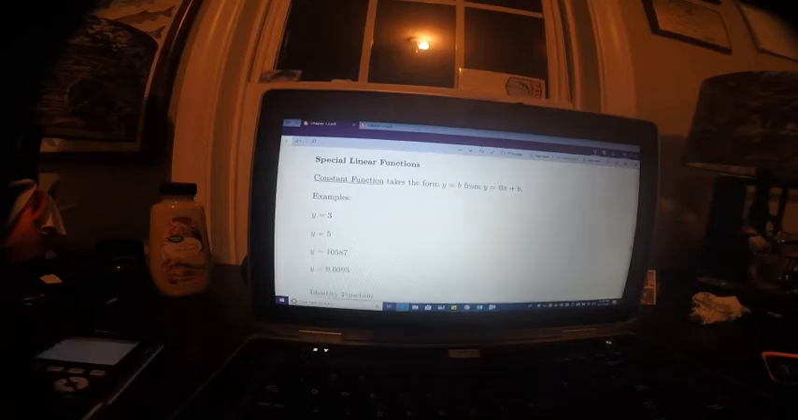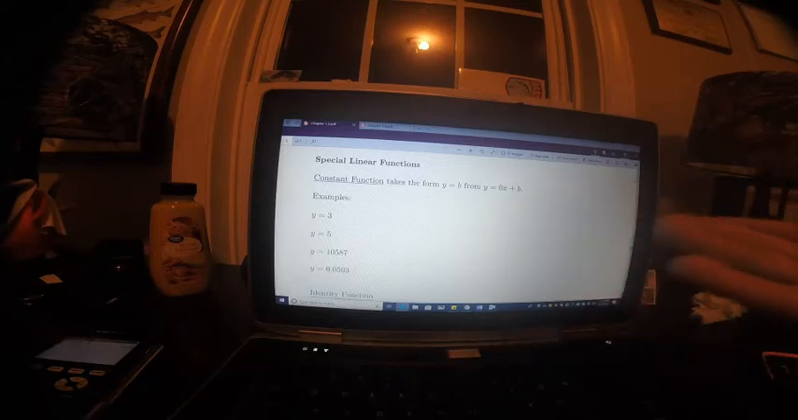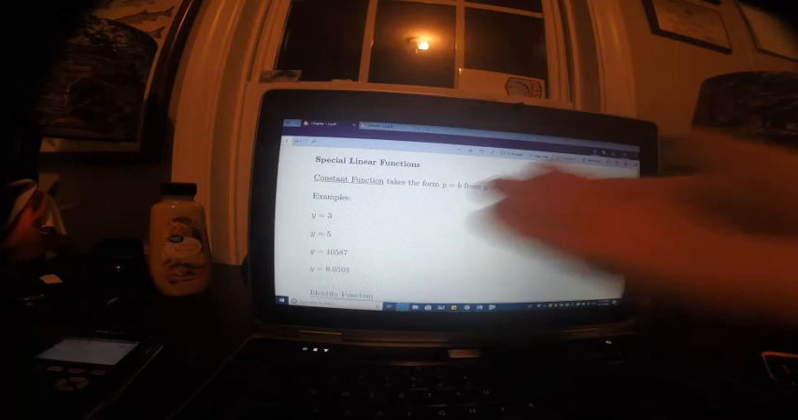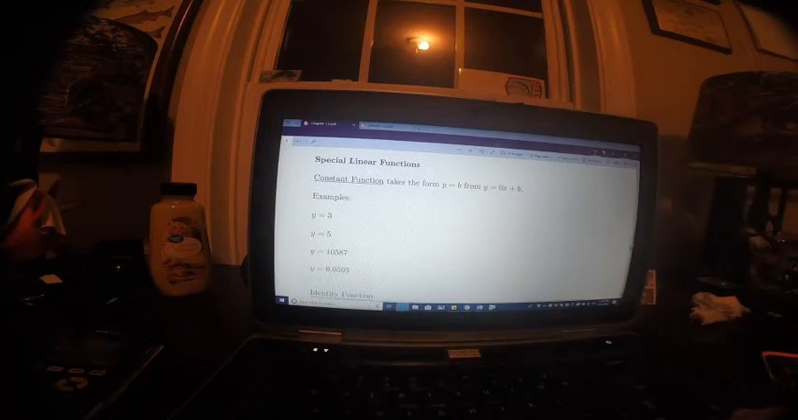Here we've got special linear functions. So we've got a constant function. It takes the form y equals b, from y equals 0 times x plus b. It's essentially just when your slope is 0, you're going to have a constant function. Okay, examples: y equals 3, y equals 5, y equals 10,587, y equals 0.0593. Those are examples of constant functions. Y just equals a number.